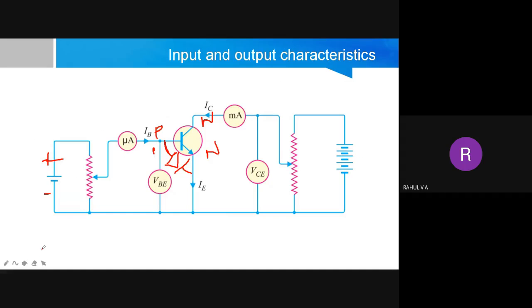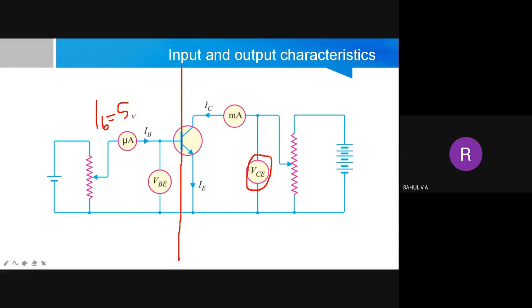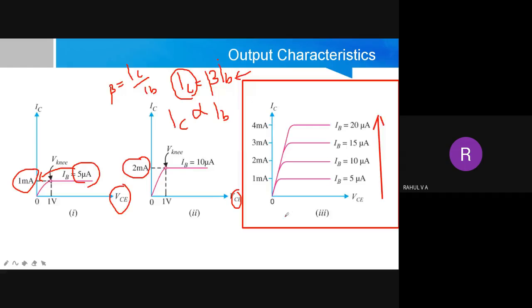And then for output characteristics, we are keeping the input side constant and we are varying VCE, and the corresponding IC will be noted down. So we will set IB equal to some 5 microampere, and first we will set VC equal to 0. We will take one reading of IC. Again, we will increase VC to 1 volt. We will take the reading of IC. Again, 2 volt. We will take the reading of IC. Like that, if you plot, we will get the reading like this.